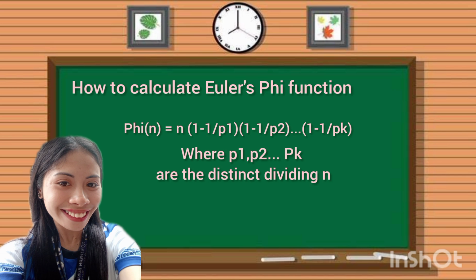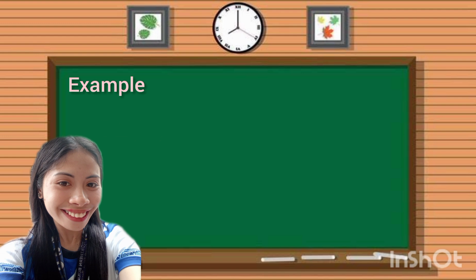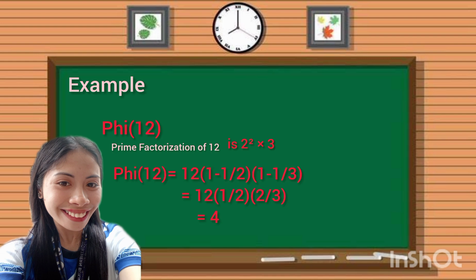Let's work through a quick example. Let's compute φ(12). First, we find the prime factors of 12. The prime factorization of 12 is 2 squared times 3. So the distinct primes are 2 and 3. Now apply the formula. φ(12) is equal to 12 times (1 minus 1 over 2) times (1 minus 1 over 3), which is equal to 12 times 1/2 times 2/3, which is equal to 4. This means there are 4 integers from 1 to 12 that are coprime with 12.